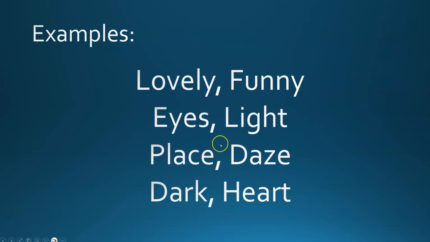So there's a quick little overview when it comes to poetry and the basic concepts and terms that you should know. Okay, there you go.